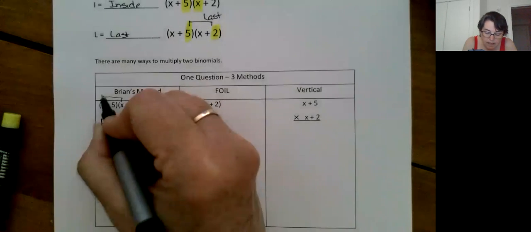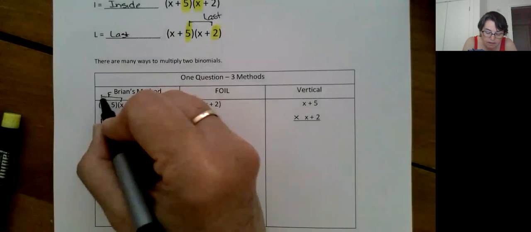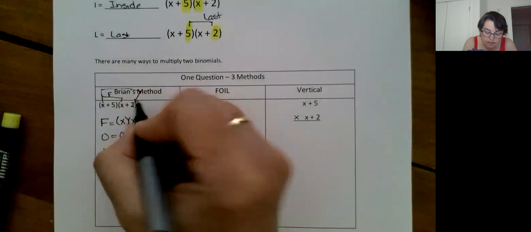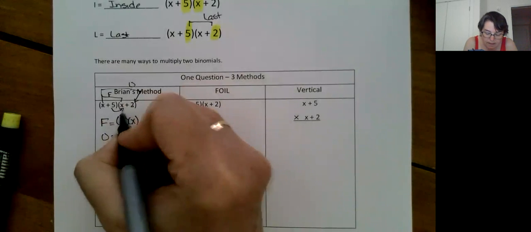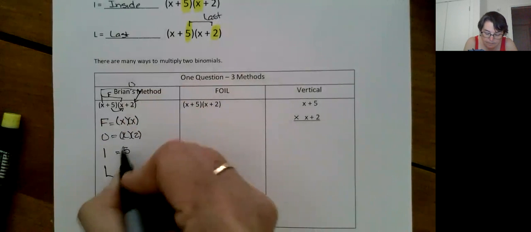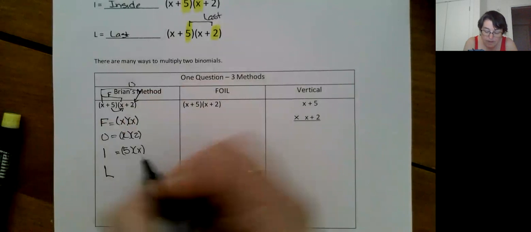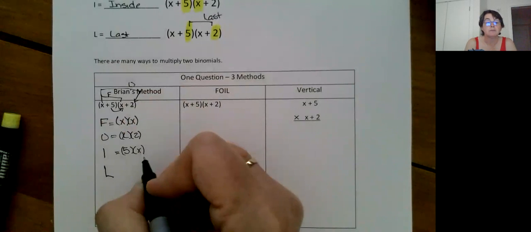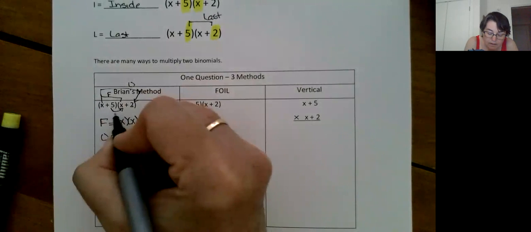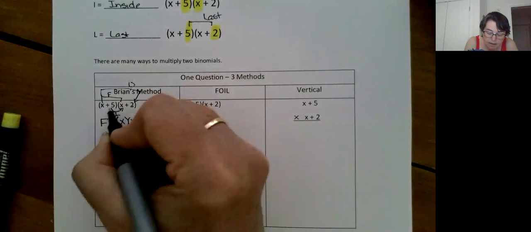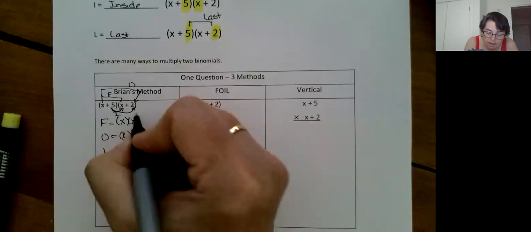So there's outside. So there's first. Mark that. There's your outside. Now we're going to do inside. I'm using brackets there because I'm going to have to multiply this stuff, but I'm not doing it right now. So there is my I, and there is my L.